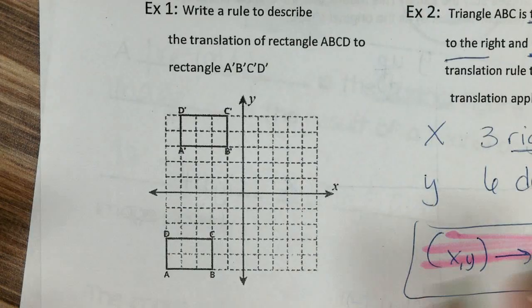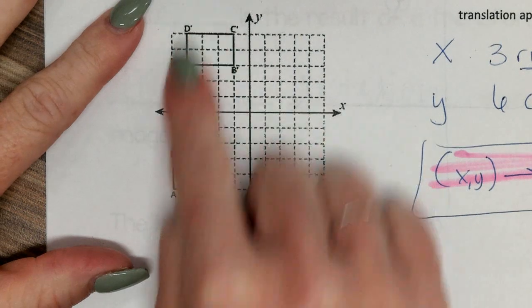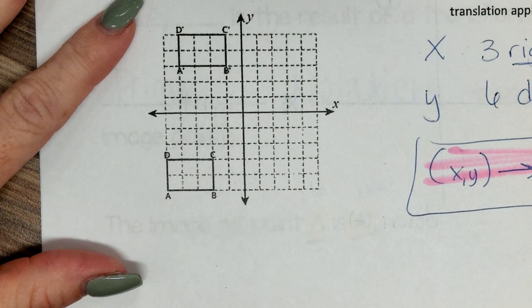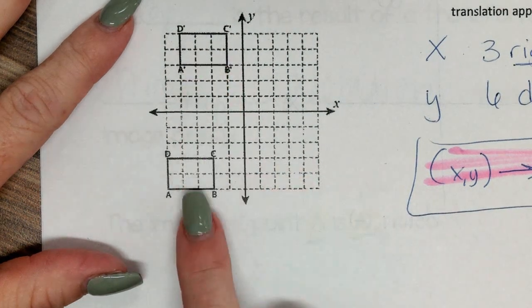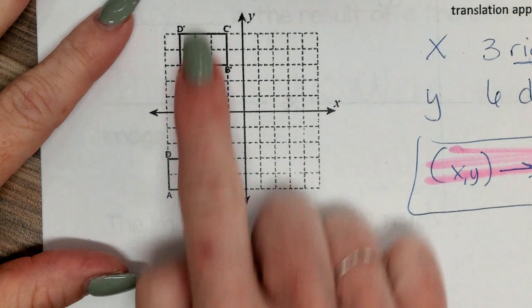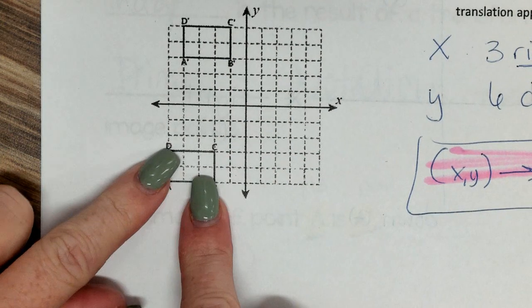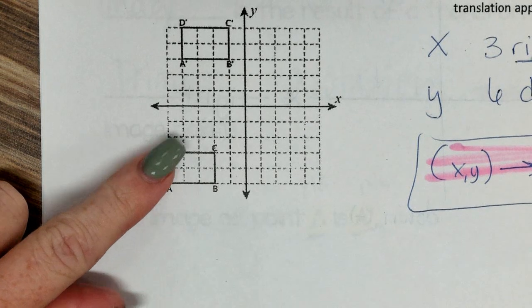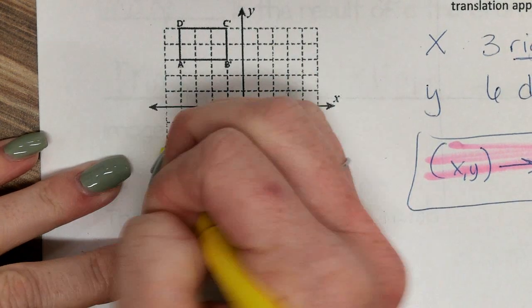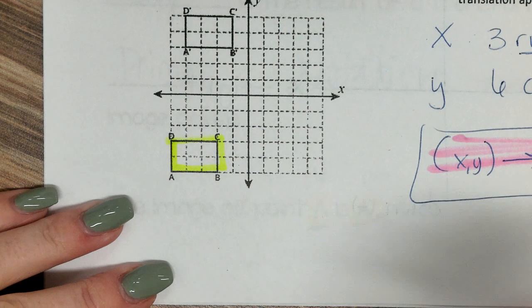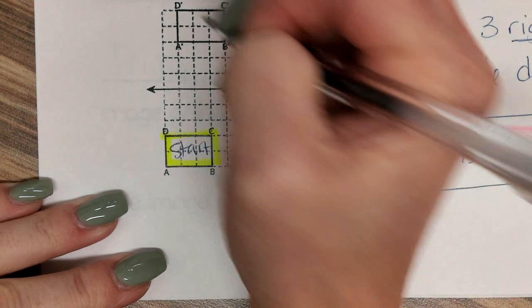Let's do this one. This one did not tell me how far it moves, but can I count? Which one of these is the old figure? How do I know? Because it doesn't have the primes. So this is the one I start with right here. This is my new one.